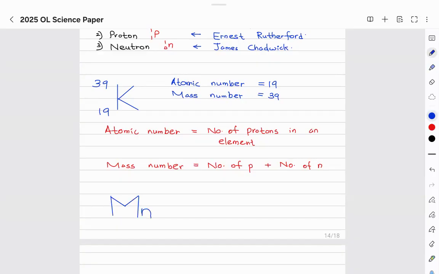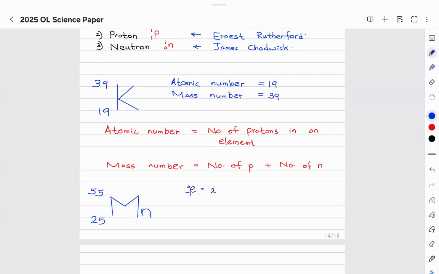Manganese, right? Okay, you don't know about this element. It's okay, fine. There is an element known as manganese in the periodic table. Manganese is 25, 55. Tell me, how many electrons are there? What is the electron count for manganese? Mn. This is not magnesium, this is manganese, right?